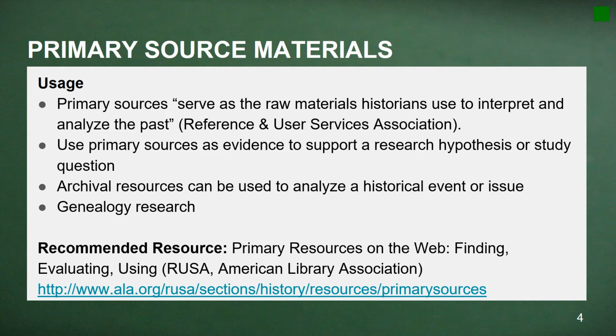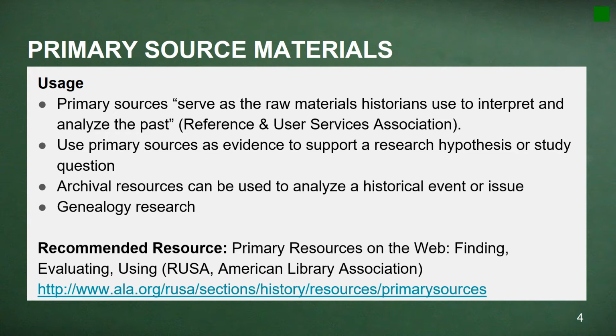Another great resource to learn about this topic is Primary Resources on the Web: Finding, Evaluating, and Using. This research guide is published by the Reference and User Services Division of the American Library Association, and it includes information about finding resources on the web, ethical uses of primary sources, and there are also links to teaching guides and additional websites. So now I just want to share with you all some of my favorite digital collection websites for finding historical images and documents.